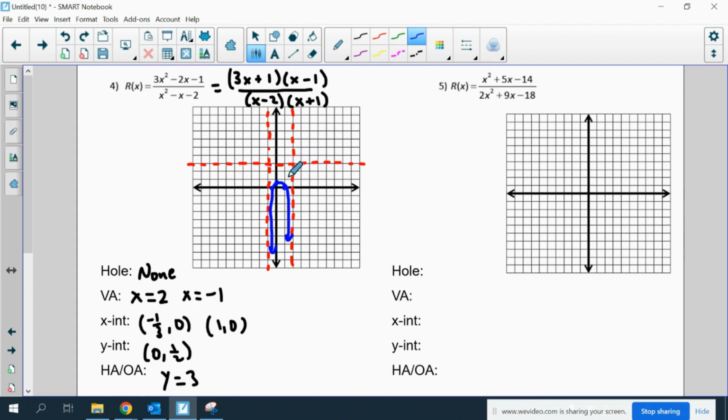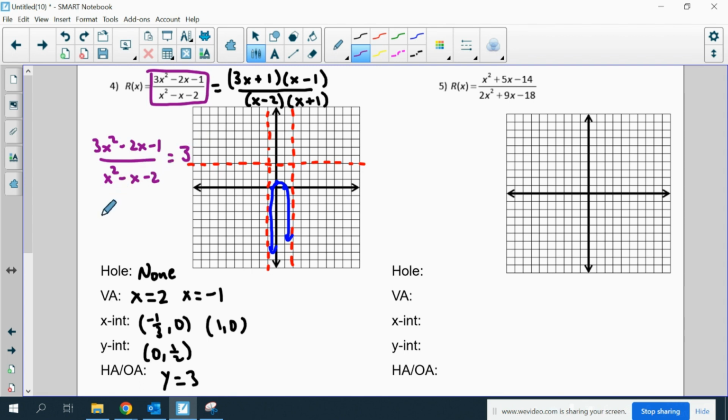So now the other thing that we have to do is figure out, does this function actually cross the horizontal asymptote? And that's something that we haven't actually done yet. The way that you can figure that out is by setting the function, 3x squared minus 2x minus 1 over x squared minus x minus 2, equal to the horizontal asymptote and see if it actually works. So let's set it equal to 3. Is this function ever equal to 3?